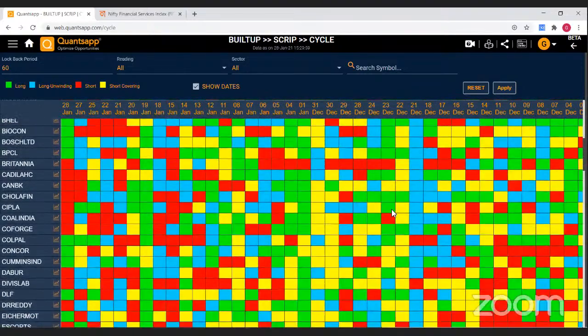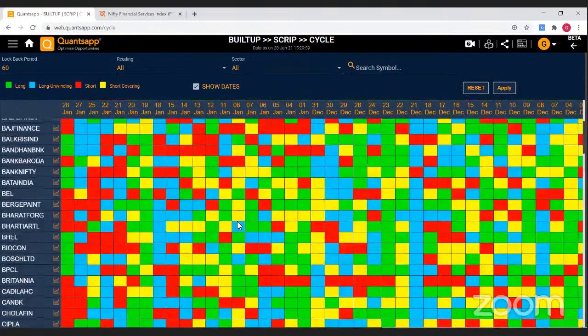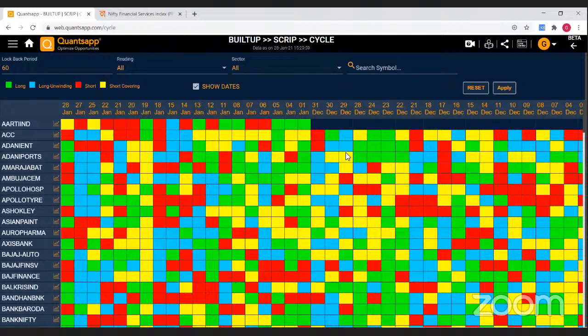So now you can see from here. There's nothing written like long, unwinding, short or short covering. But we have tried providing you a color combination, which comes across as very sophisticated while doing the analysis. And the reason is, let's take for example Adani Enterprise: long build-up, after that continuous 3 short build-ups, unwinding, short covering.